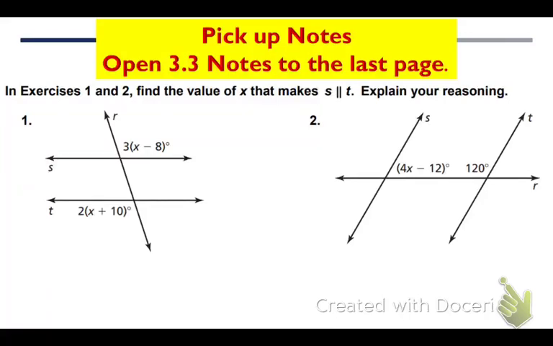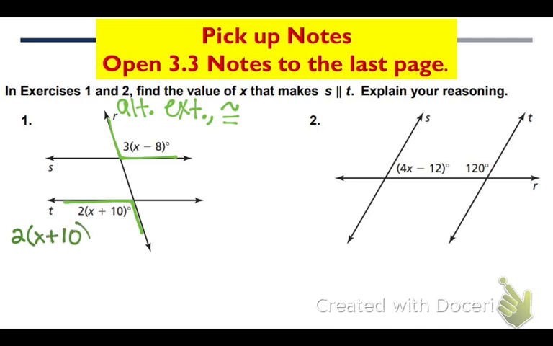Working on this number 1 problem. What relationship do these two angles have together? They're alternate exterior, so go ahead and write that in. They're alternate exterior, so what does that tell me about them? They're congruent. So if they're congruent, what am I going to do with their measures? I'm going to set them equal.